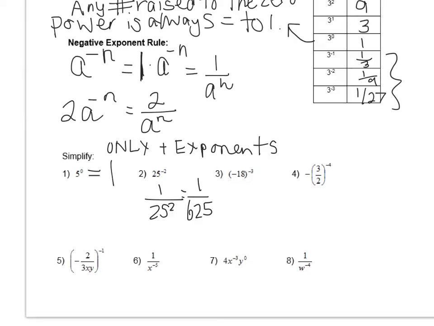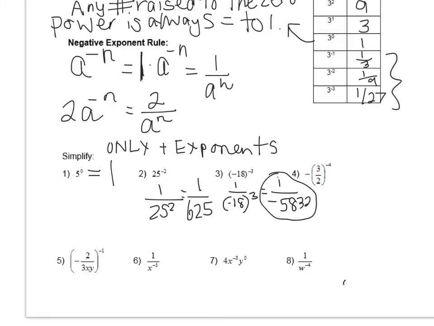The next one, you have negative 18 to the negative 3. So again, you have to write that as 1 over negative 18, and now you can make it positive 3. And go to your calculator. If you do negative 18 in parentheses raised to the 3rd power, you end up with 1 over negative, and 18 times 18 times 18 is 5832. And that's your answer.